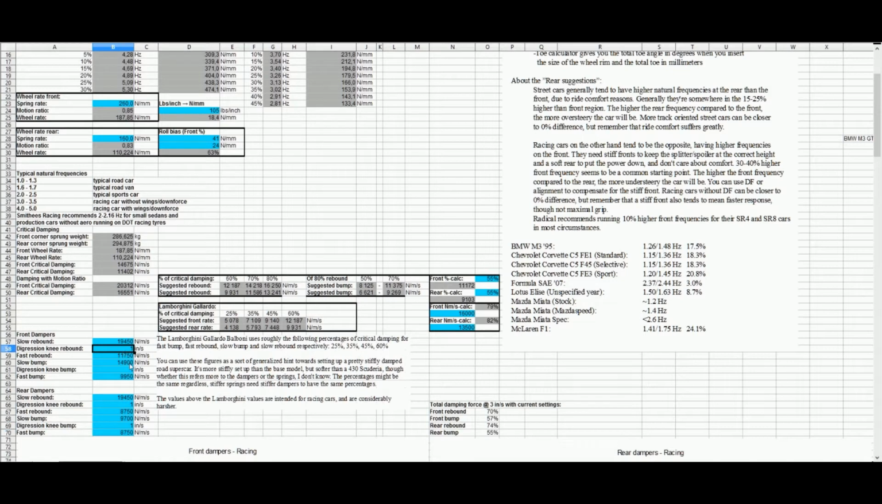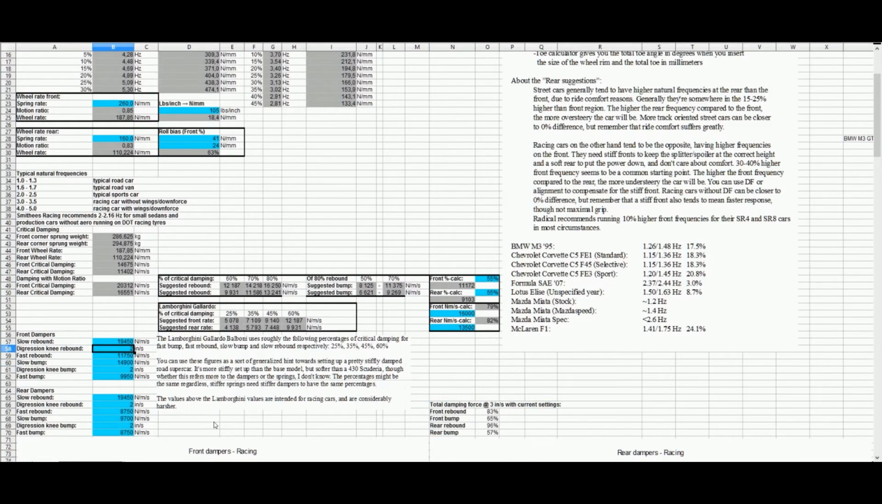These digression knees are adjustable. If you know what they should be in the car you're adjusting, then good for you, you can just put them in. If you don't, I suggest you start with something in the 2 inches per second region and see how that fits. And also we have this calculator that instantly shows you the amount of the critical damping rate at 3 inches per second with the current settings that we have selected over here.